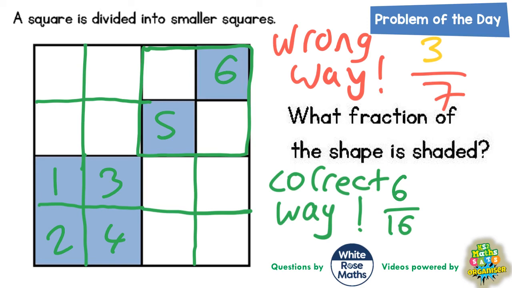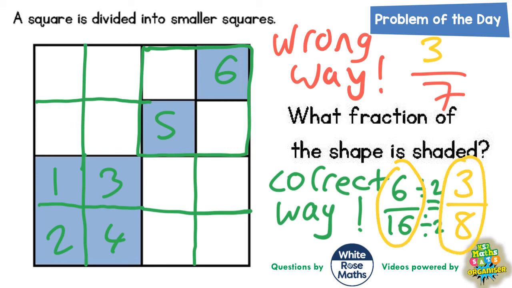We could go a stage further and simplify that fraction. Well, 6 and 16 both divide by 2. So to make an equivalent fraction, a simplified equivalent fraction, divide 6 and 16 both by 2. Well, 6 divided by 2 is 3, and 16 divided by 2 is 8. Either of those two answers are acceptable. They are both equivalent fractions. 6/16 is equivalent to 3/8.